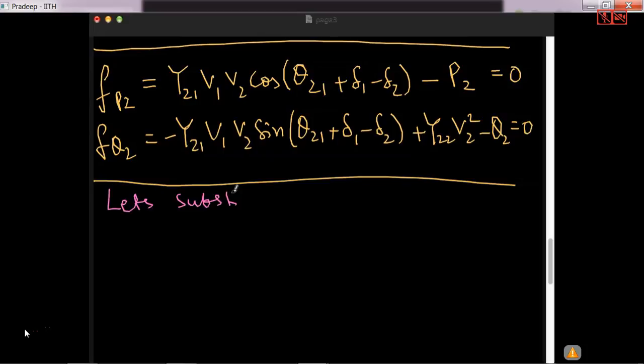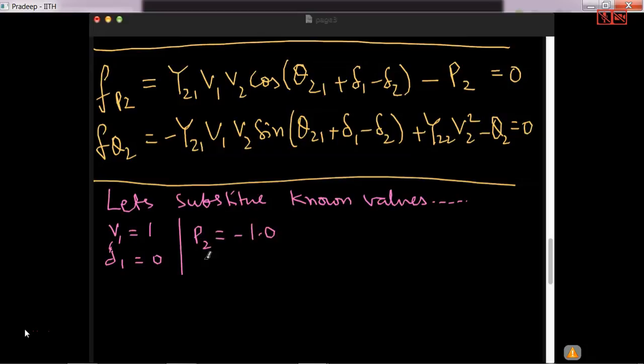Substitute known values. So what are the known values? So V1 equal to 1, delta 1 equal to 0. So this is given in the question. Similarly, P2 equal to minus 1.0 and Q2 equal to minus 0.5. This is also given in the question.